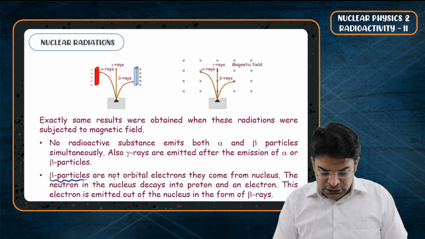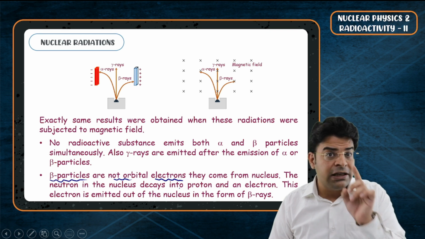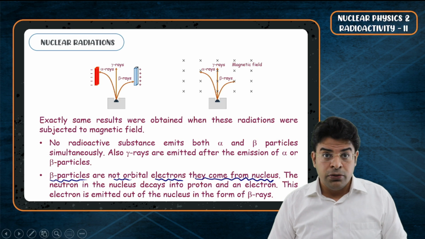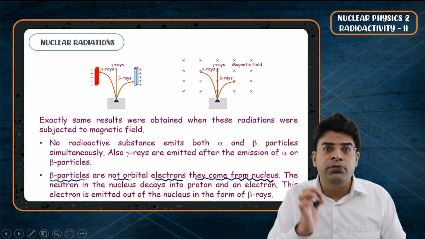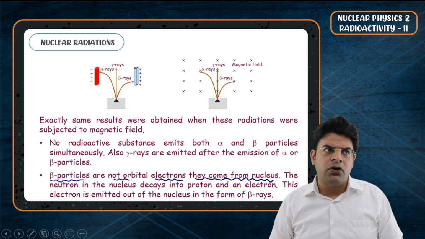Beta particles are not orbital electrons. Beta particles are nothing but electrons, but they are not orbital electrons. They come from the nucleus. So beta particles are emitted from the nucleus. So sir, you are saying that electrons are emitted from the nucleus. Yes. But sir, there are no electrons in the nucleus.